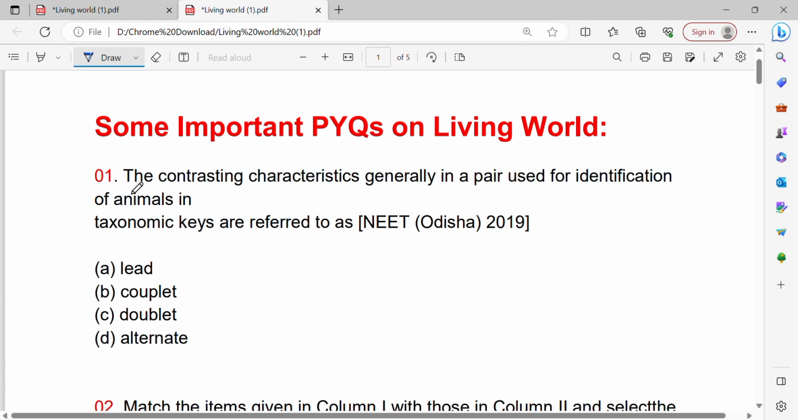Question number 1. The contrasting characteristics generally in a pair used for identification of animals in taxonomic key are referred to as option A lead, option B couplet, option C doublet, option D alternate. And the correct option is option B.